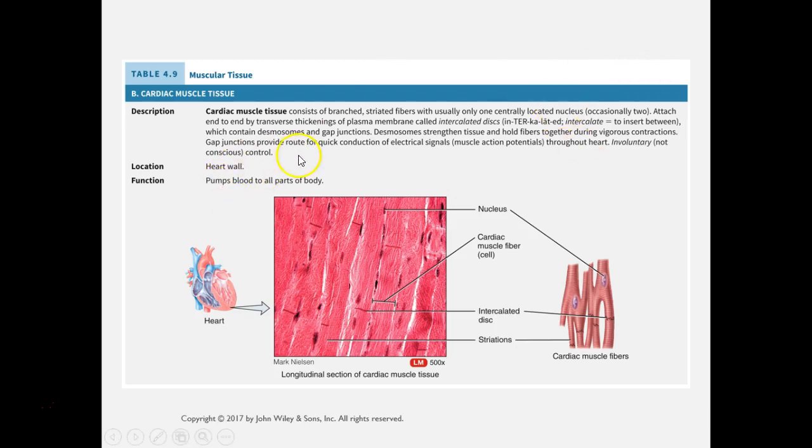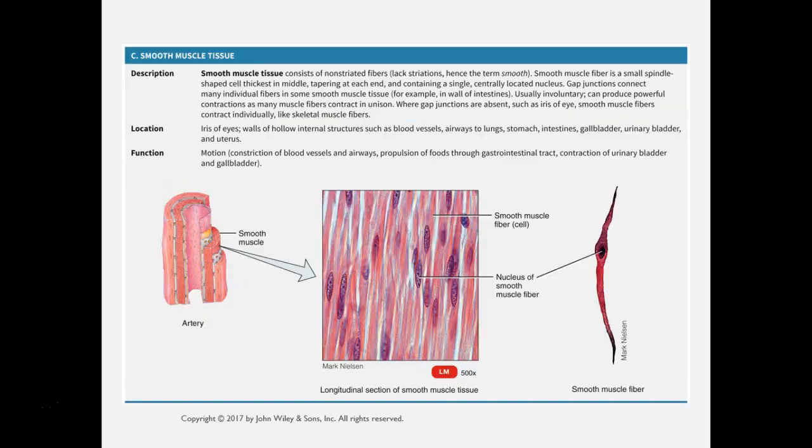So where do you find cardiac muscle cell? In the heart wall. And what is its function? To contract and push blood out of the heart through the large vessels out to the body. Smooth muscle tissue is made up of non-striated fibers. The muscle cells themselves are not long cylinders, but they're somewhat spindle-shaped. So they're thicker in the middle and they taper off at each end. They have a single centrally located nucleus, located in the fat part of the cell.